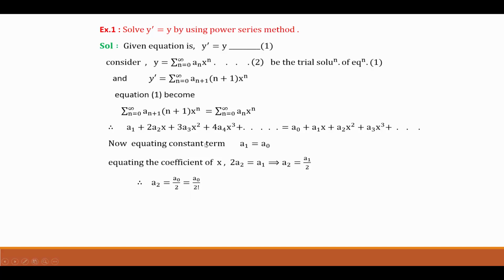Now equating the coefficient of x square. Here the coefficient of x square is 3a3. On the right hand side the coefficient of x square is a2. So 3a3 equal to a2. Therefore we get a3 equal to a2 upon 3. Now put the value of a2 here. a2 is a0 upon 2 factorial. So a3 equal to 1 by 3 into a0 upon 2 factorial, which is a0 upon 3 into 2 factorial, that is 3 factorial. So a3 is a0 upon 3 factorial.